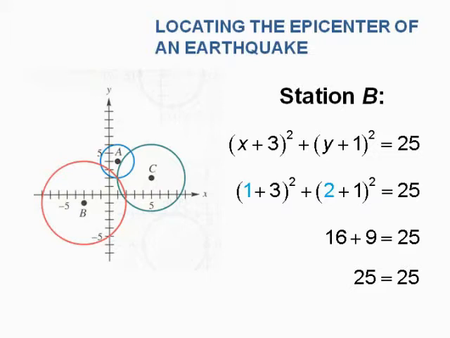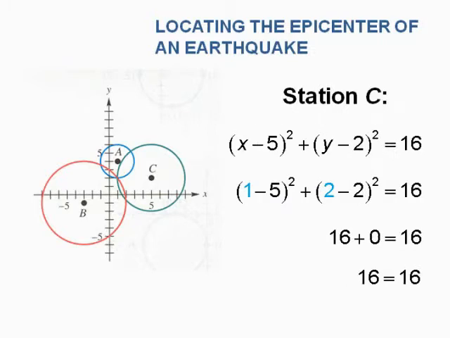So we've been practicing graphing of circles and so forth here. And remember the old center-radius form, (x - h) squared plus (y - k) squared equals r squared. And here again, if we plug in 1 for x and 2 for y, we get a true statement. Station C, centered at (5, 2) with a radius of 4.